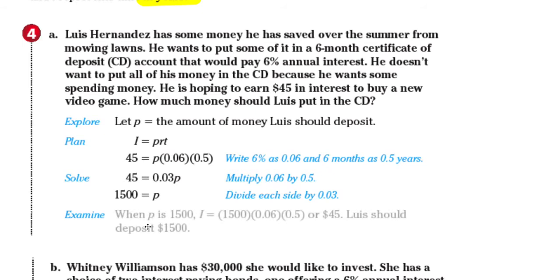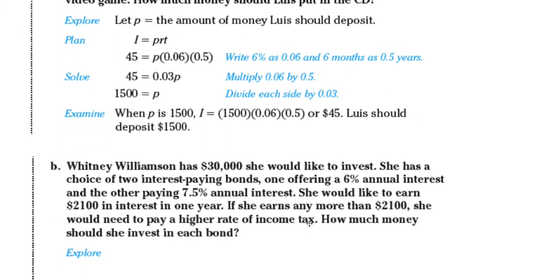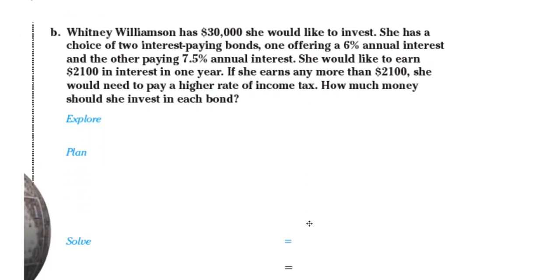And checking it is easy enough. When P is 1500, I equals 1500 times 0.06 times 0.5, or $45. Luis should deposit $1,500. Let's take a look at B.